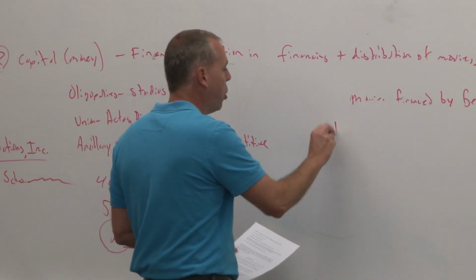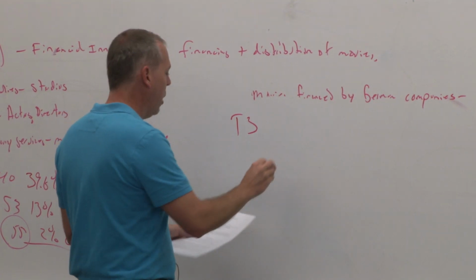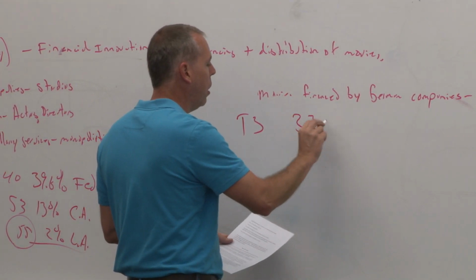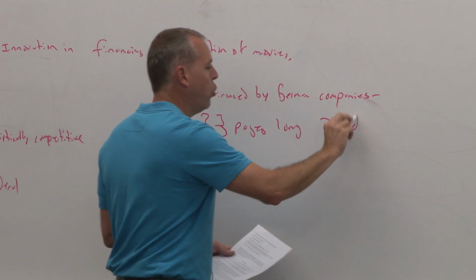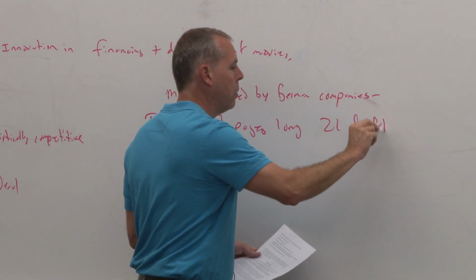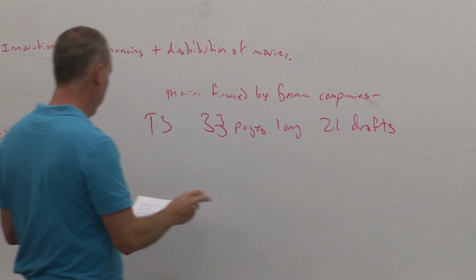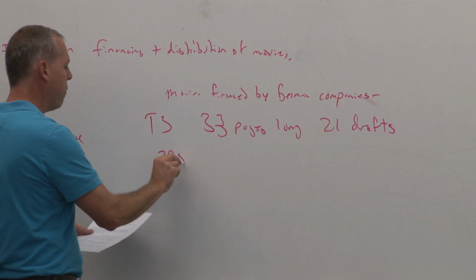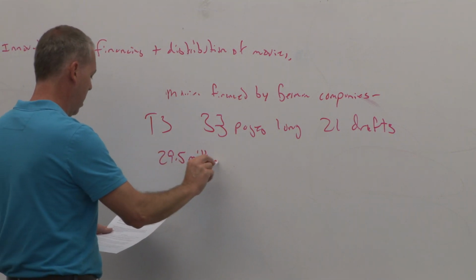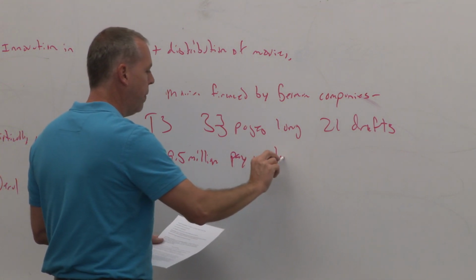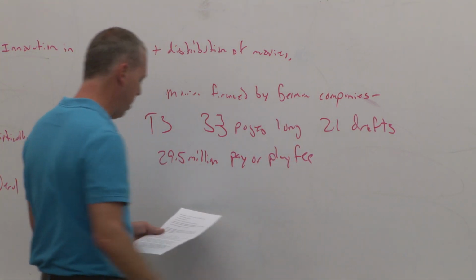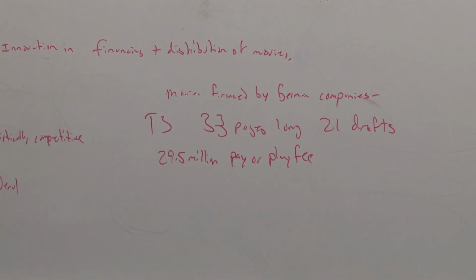So he was in Terminator 3. His contract was 33 pages long and had 21 different drafts. Okay? He got a $29.5 million pay or play fee. Basically, it's kind of like a signing bonus. Here's $30 million bucks, whether you guys decide to put me in the movie or not. Right?